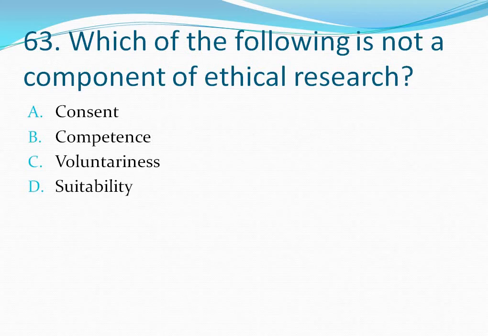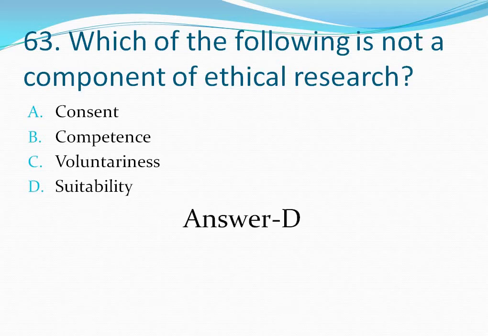Question number 63. Which of the following is not a component of ethical research? And your options are option A consent, option B competence, option C voluntariness, option D suitability. Which of the following is not a component of ethical research? And the correct answer is option D, suitability. Let's move to the next question.